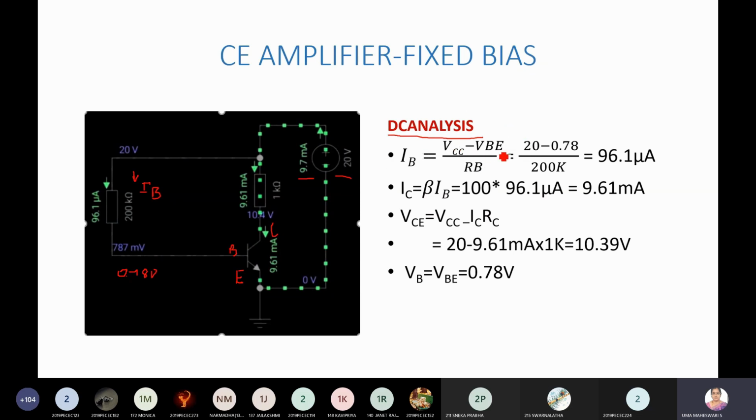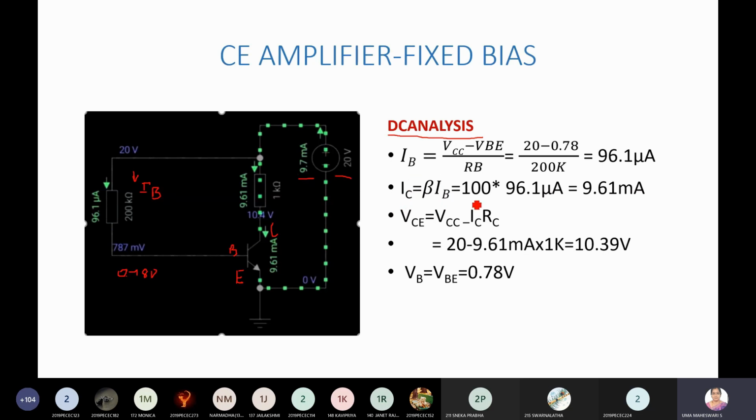Actually, VB, generally I'll substitute 0.7 volts like that. But here it is showing 0.78, so I'm taking that same exact value. Then you know that RB is equal to 200K. So if you substitute, you'll be getting 96.1 microamps. So you see the base current is how much? 96.1 microamps. Next, you know that IC equal to beta times IB.